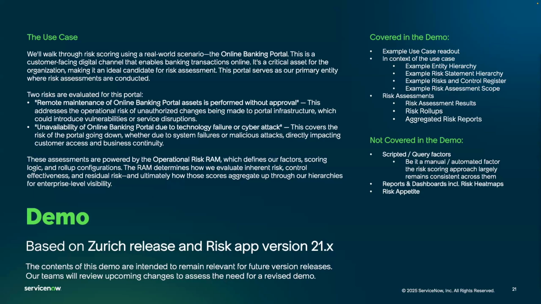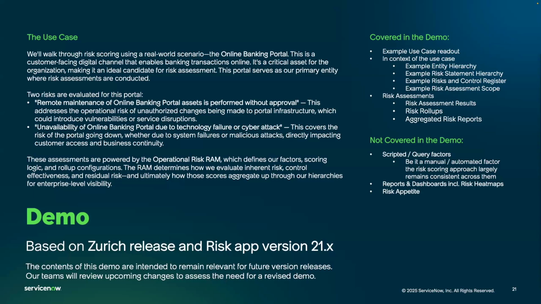Number 2, unavailability of online banking portal due to technology failure or cyber attack. This covers the risk of the portal going down, whether due to system failures or malicious attacks, directly impacting customer access and business continuity.